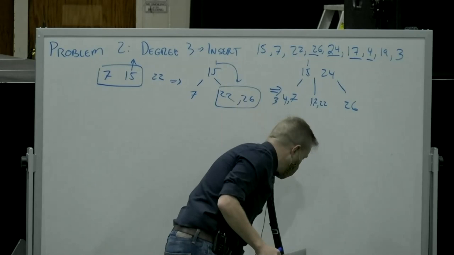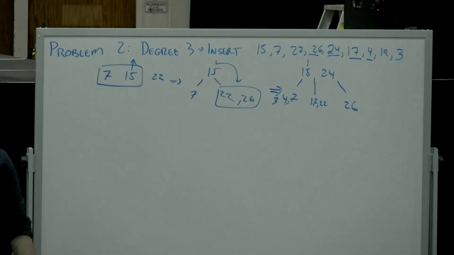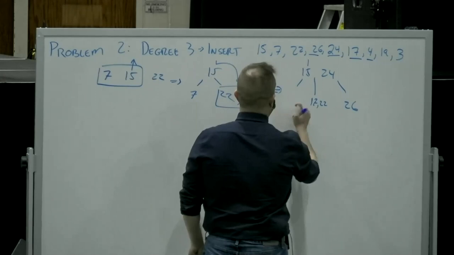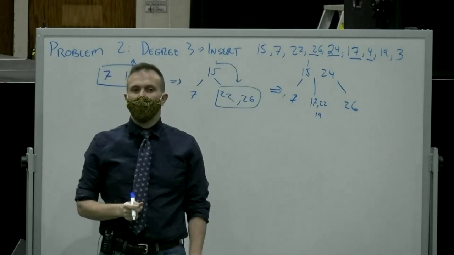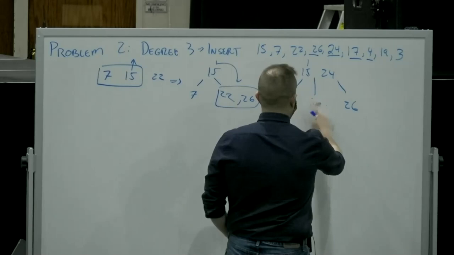So now what's going to happen is I've got 3, 4, and 7. Which one am I going to move up? Oh, well, that's right. I missed 19. All right, so 3 and 4, this was 7, and then 19 is here. So 19 goes there. Which one am I moving up? 19, very good. So now I would move 19 up here. And if it was like this, it would say 19, 17, and 22, right?